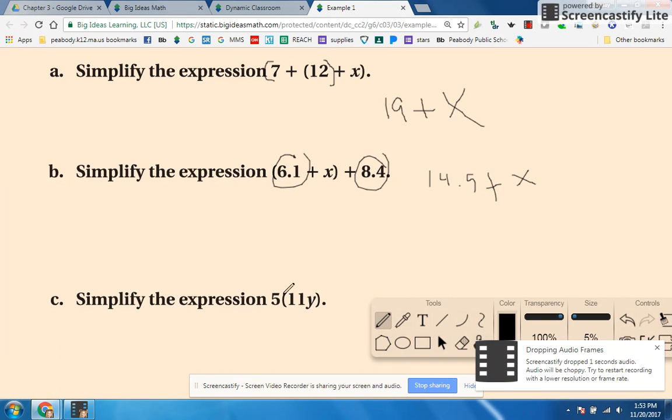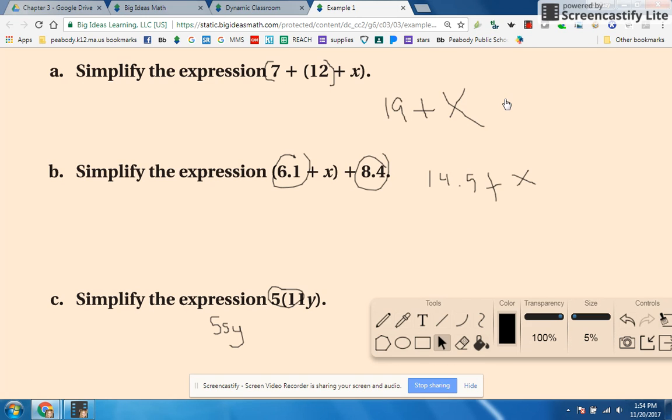Now this last one, a number next to parentheses means multiplication. So what you're going to do in this case is multiply the two numbers and multiply it by the letter. So 5 times 11 is 55. So 55 times y, which could also be written as 55y. You're actually doing the commutative and the associative property, but you're doing them in your head, so you don't really have any work to show. If it's an addition, add the numbers and add the letter to it. If it's a multiplication, multiply the numbers and then multiply the letter.